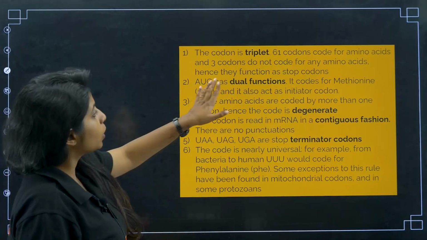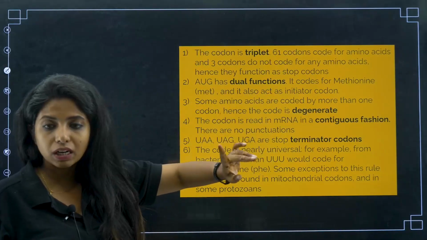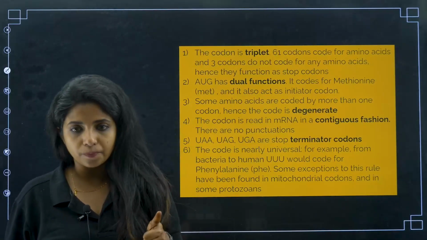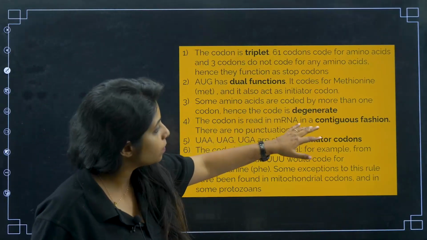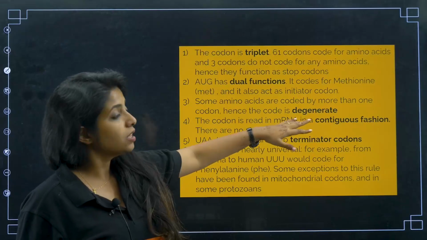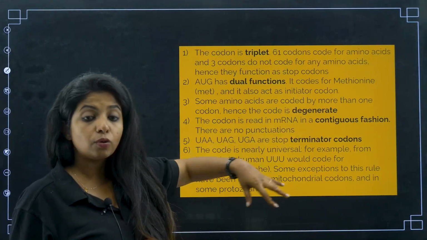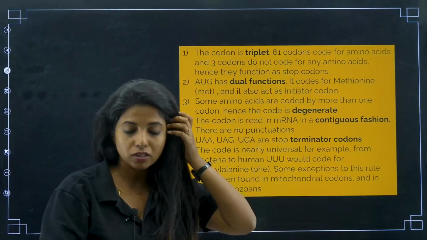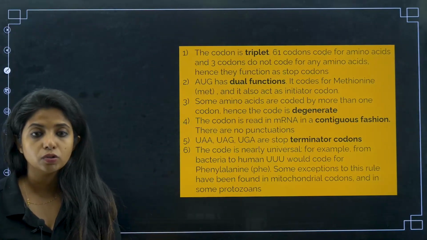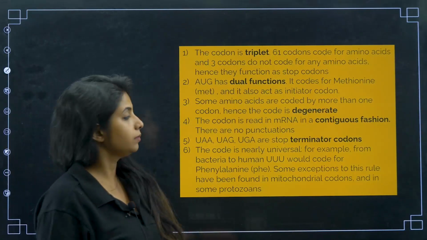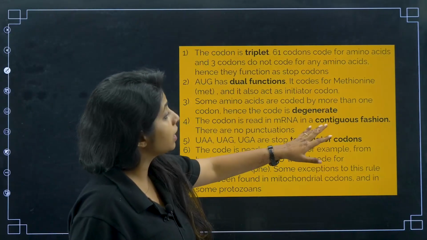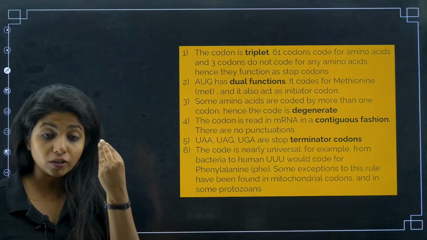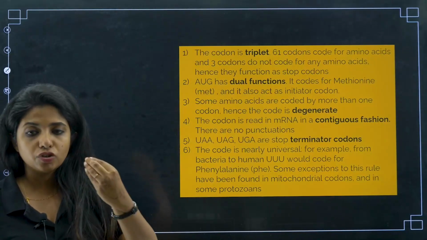Stop codon. Now AUG has a dual function. One is to code for methionine, and the other is that it acts as the initiator codon. Now, some amino acids are coded by more than one codon, hence the code is degenerate. I told you phenylalanine is coded by UUU and UUC also. That means different codons are coding for the same amino acid. So this is the degenerate feature. Now, the codon is read in mRNA in a contiguous fashion, that is without any punctuation, full stop, comma, anything. It's just read like that.